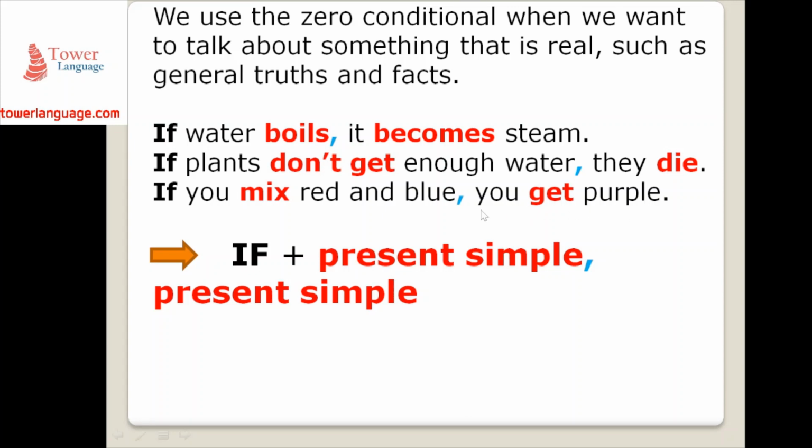I would like to talk to you about the grammar structure of this conditional. In the if clause, we use the present simple tense. And in the main clause, we also use the present simple tense. This is because we talk about general truths and facts, and it always stays in the present simple because it always happens and it's always true.